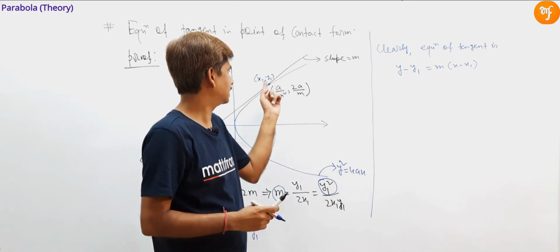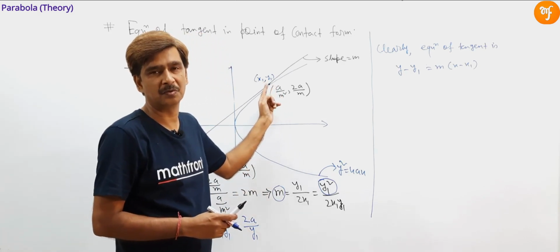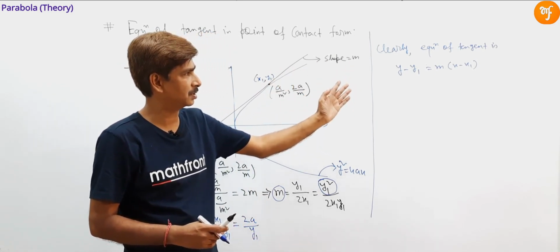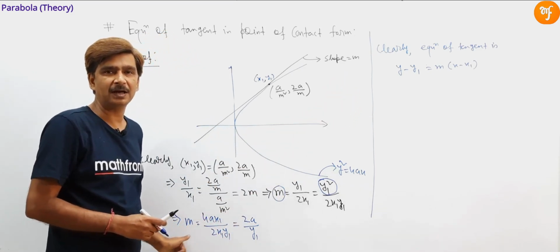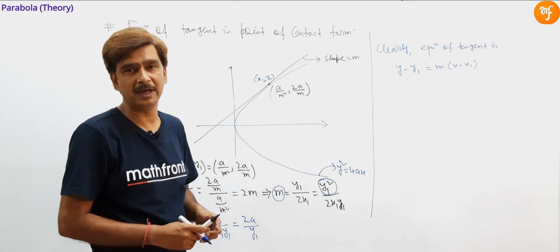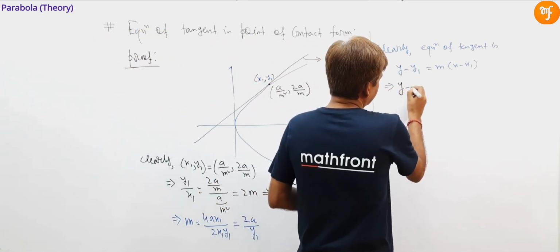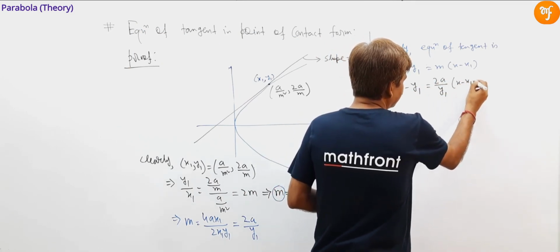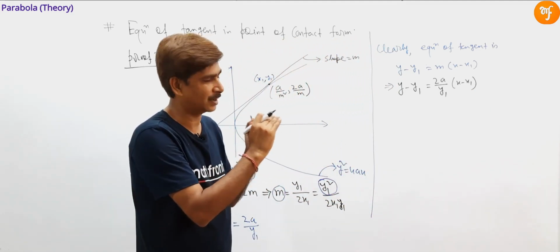As the tangent line is passing through the point x1 comma y1, where x1 comma y1 is the point of contact and has slope m, we write y minus y1 is equal to m into x minus x1. Now we have the value of m in terms of y1, which is 2a by y1. So we will substitute the value of m as 2a by y1 here. So what we can write? y minus y1 is equal to 2a by y1 into x minus x1. So we get the equation of tangent in terms of x1 and y1.